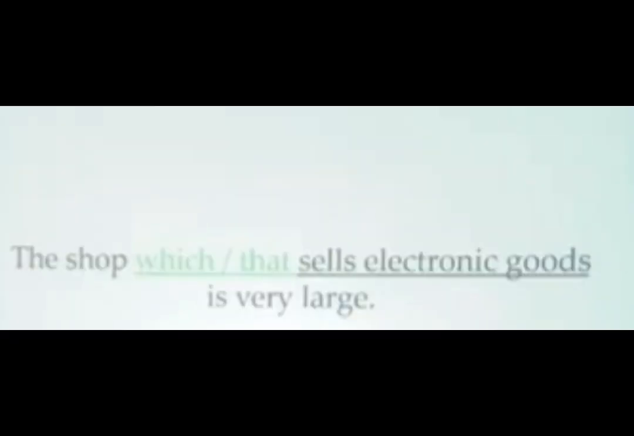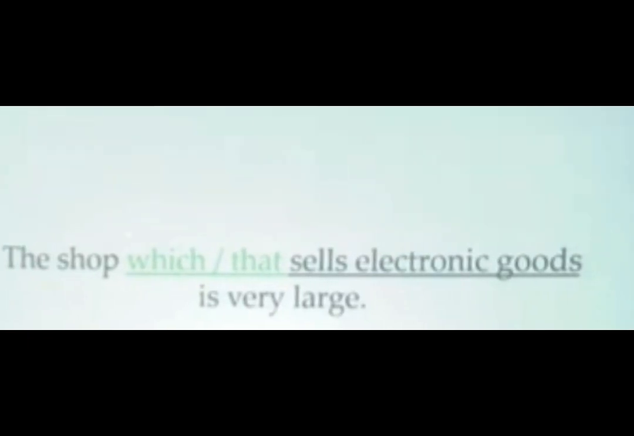Let's move to this one. The shop which or that sells electronic goods is very large. Here, how many clauses do we have? We have two clauses. The shop is very large, that's a clause, and which or that sells electronic goods is another clause that is embedded within the other clause. It's a relative clause, and it depends on the other clause for the overall meaning to be clear.